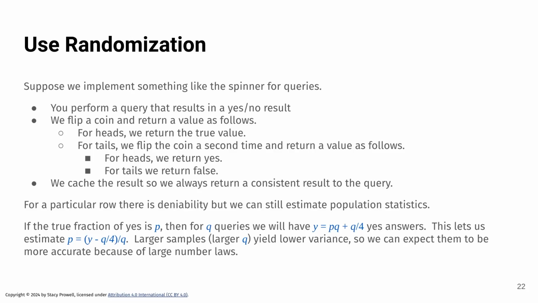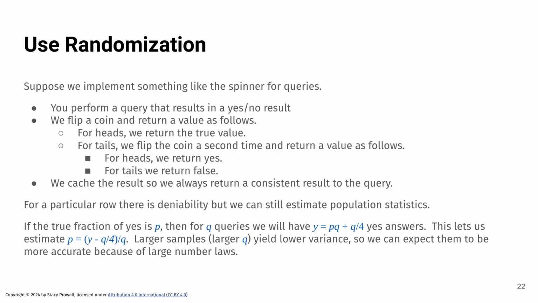Now, we can use that to estimate p, and we've done that in class before, right? We take the number of yeses, we subtract q over 4, the artificial yeses, we divide by q to normalize it, and we wind up with the fraction, the percent of true yeses in the population.